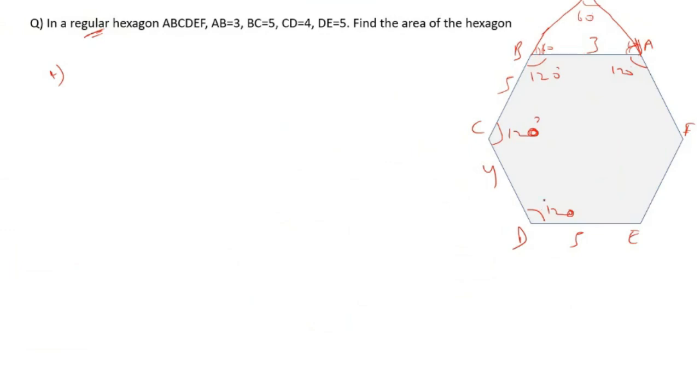Similarly, I can draw from the other side as well. Let's say this is 4. If I draw this triangle, this again will be 60, this is 60, this is 60. So 4, 4, and 4. Why 4 and 4? Because it is an equilateral triangle.